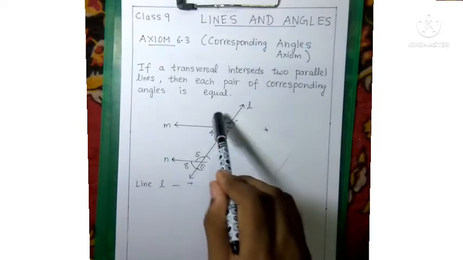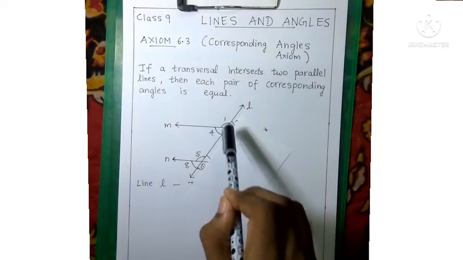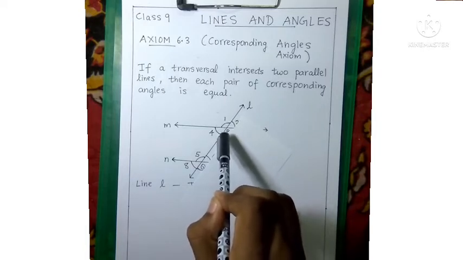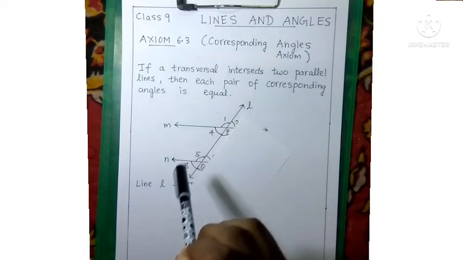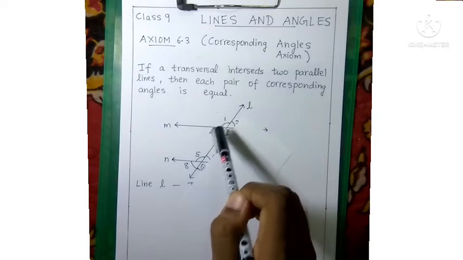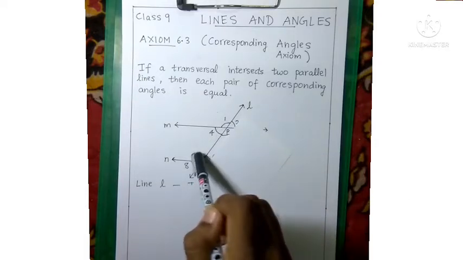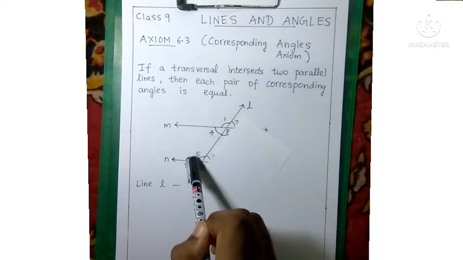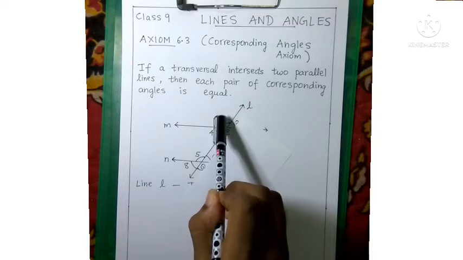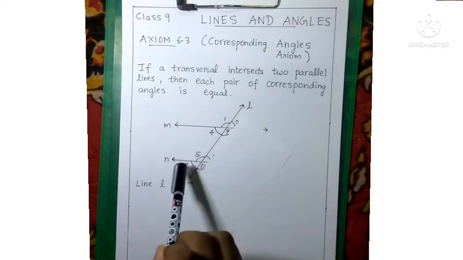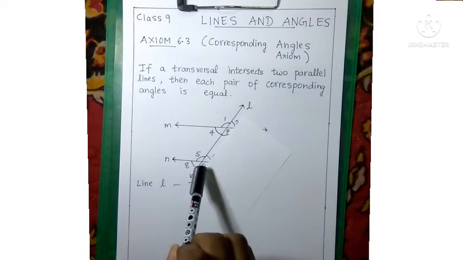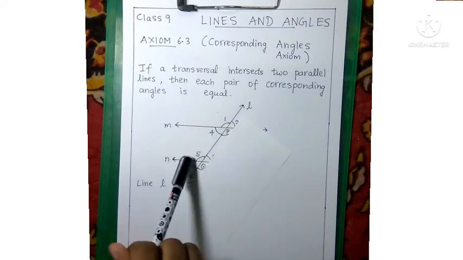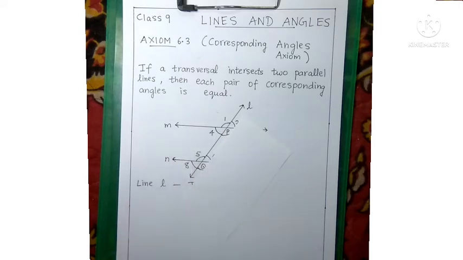Let us take angle 1 that is on top of point P. Then we must take angle 5 which is on top of point Q. Both angles are on top of either point. Angle 1 is on top of point P, angle 5 is on top of point Q. So angle 1 and angle 5 are one pair of corresponding angles.